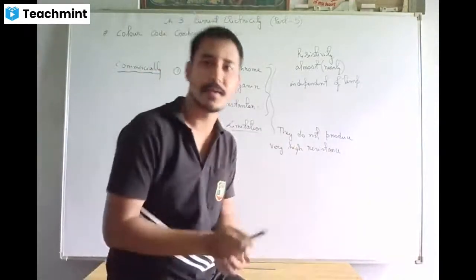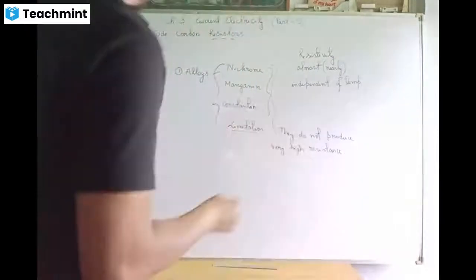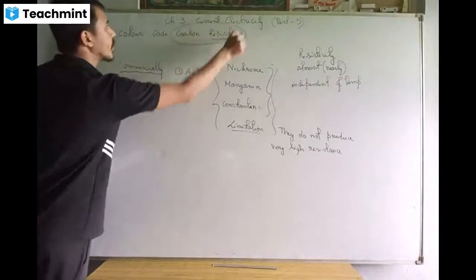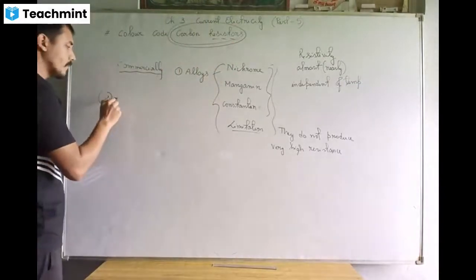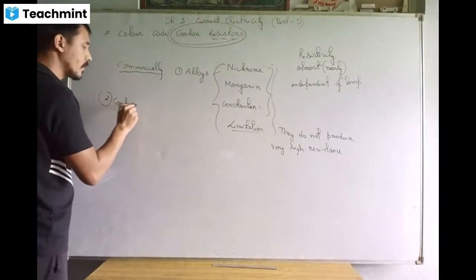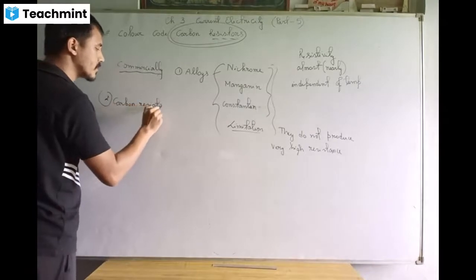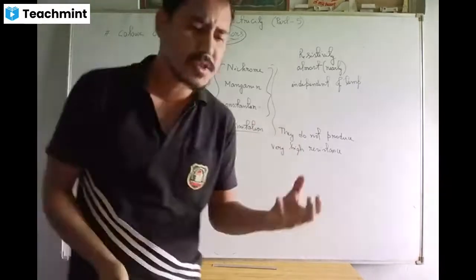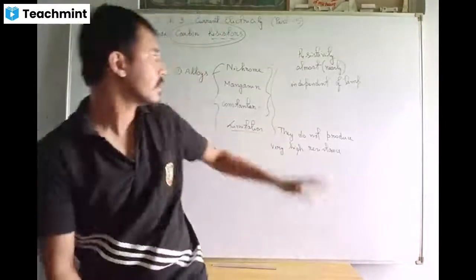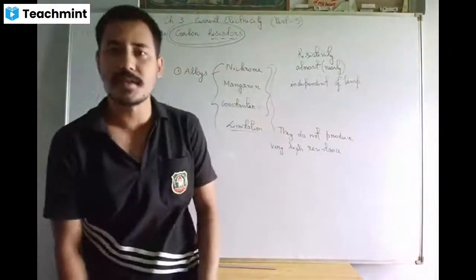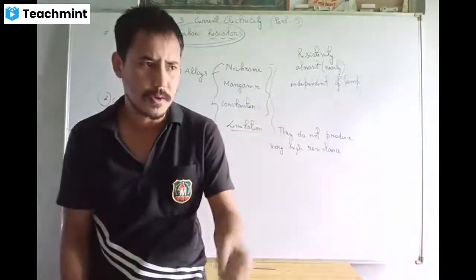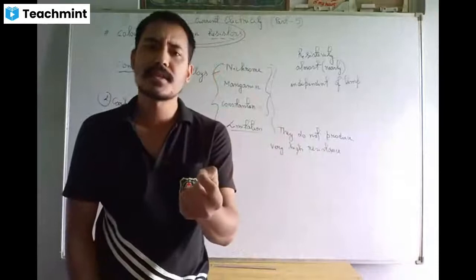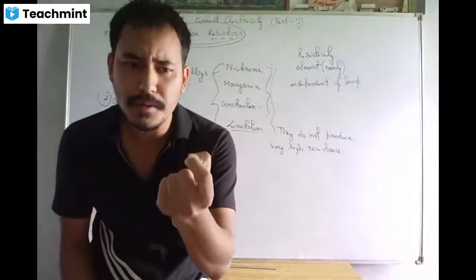Maybe. Okay, maybe. Now, the second one is carbon resistors. Carbon resistors are very much more efficient than these alloy resistors. Okay. Why? Because the size of this carbon resistor is very, very compact.